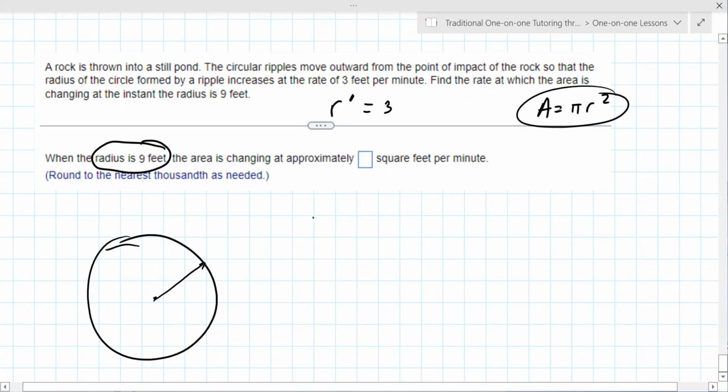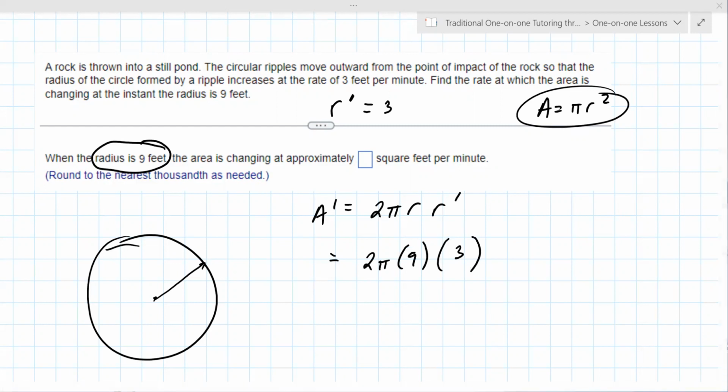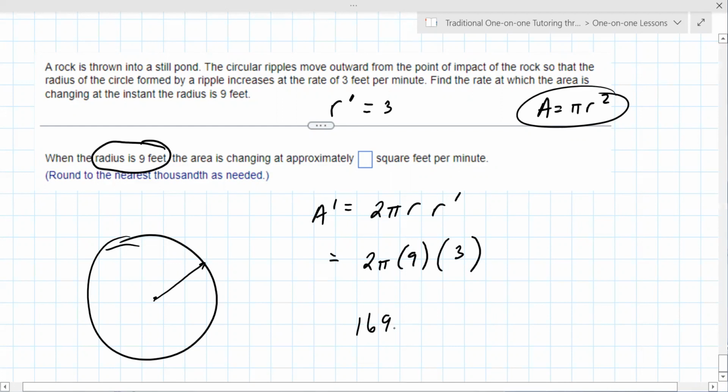So the derivative here, a prime, is 2 pi r prime. And you have all the numbers now: 2 pi times 9 times 3. They want you to round to the nearest thousandth, so you just go right to your calculator. 2 times pi times 27, since 9 times 3 is 27. And you get 169.646 as your final answer.